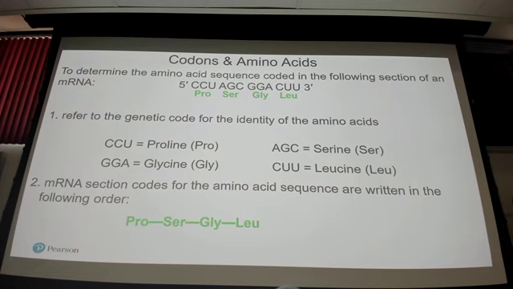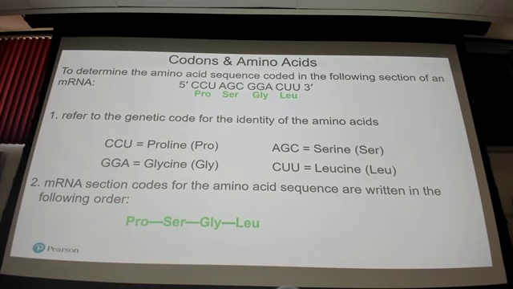Yes. Are these still matching up? Like the CCU, is that going to match up with anything else? No, not like adenine, thymine. No, the codons are specific for a specific amino acid.